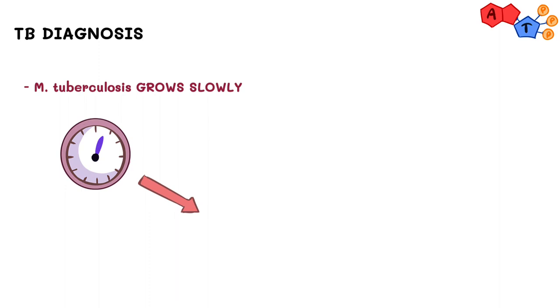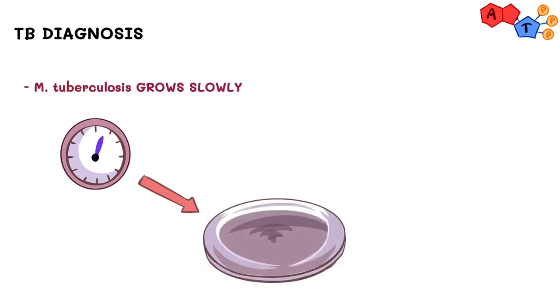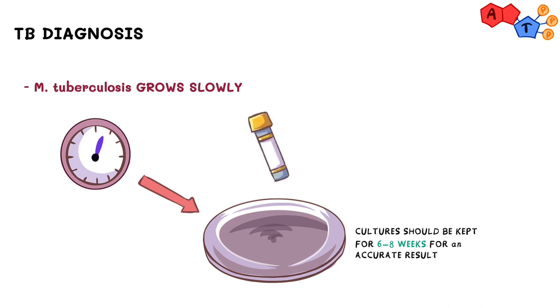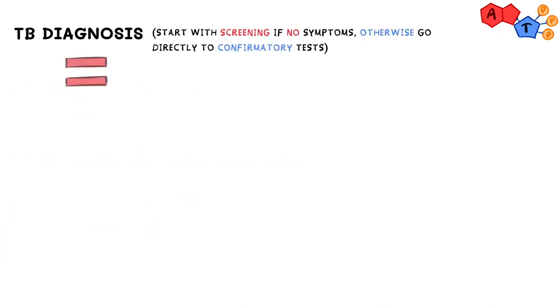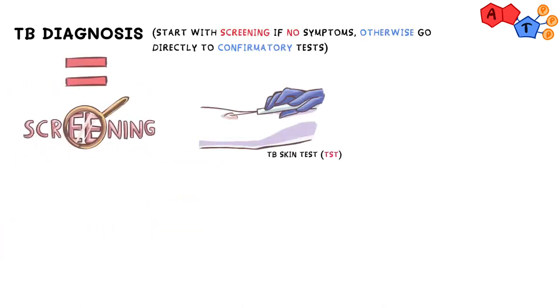Mycobacterium tuberculosis grows slowly. Because growth is so slow, cultures for clinical specimens must be held for 6 to 8 weeks before being recorded as negative. They need a special medium to grow called Lowenstein-Jensen medium. Diagnosis is usually made through the tuberculin skin test, also known as TST. It's done through an intradermal injection of purified protein derivative. The diagnosis is made on the basis of the diameter of the resulting induration.